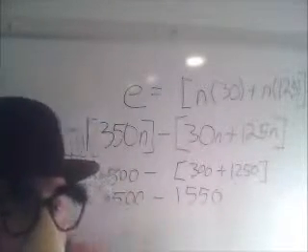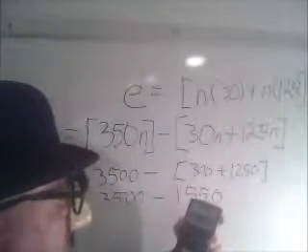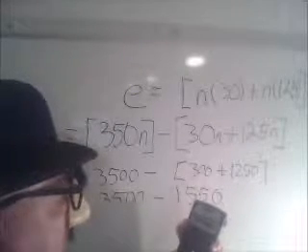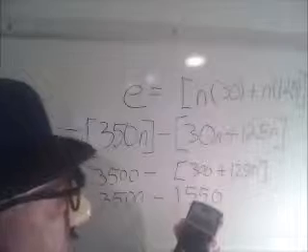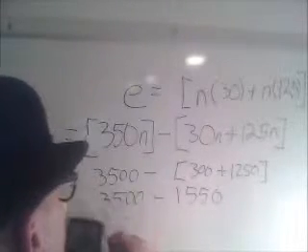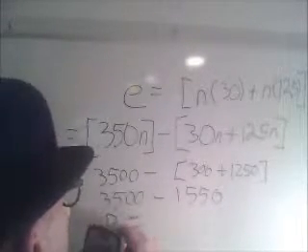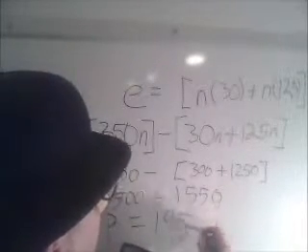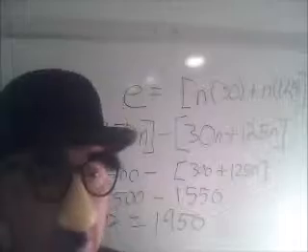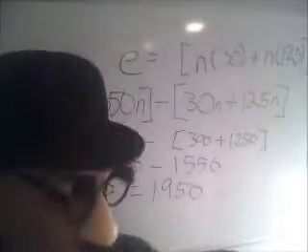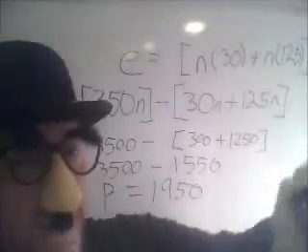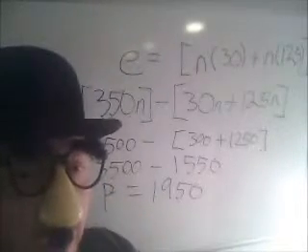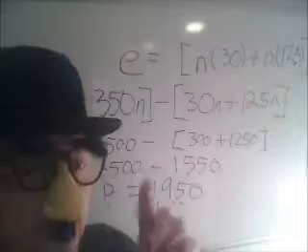Are you still able to see? Yes. And 3,500 minus 1,550 equals, the profit will be 1,950. We now see the miracle of algebra. It allows us to make predictions of the future using simple mathematics. Questions?